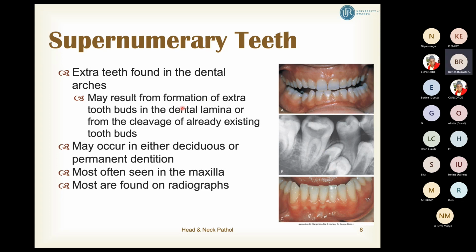So this means that from formation of extra tooth buds in the dental lamina or from the cleavage of existing tooth buds, it may occur in either deciduous or permanent dentition.